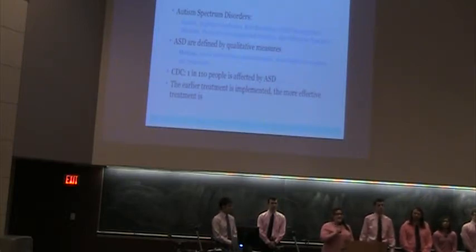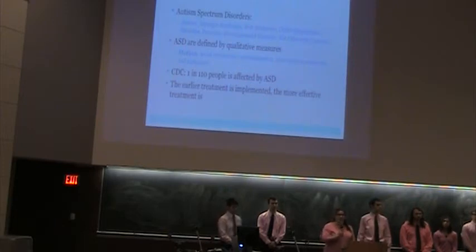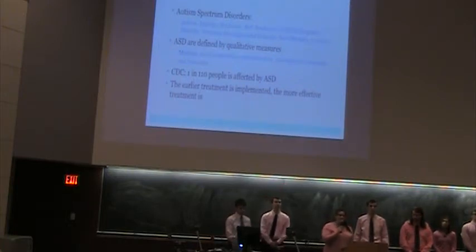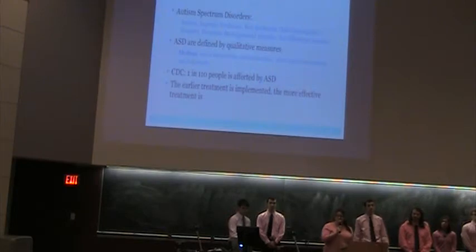So the importance of our study is twofold. The first aspect of the importance is the prevalence of ASD. The Center for Disease Control estimates that 1 in 110 people are affected by autism spectrum disorders. And then the second aspect of the importance of our project is that our literature review has found that the earlier that treatment is implemented, the more effective the treatment is.